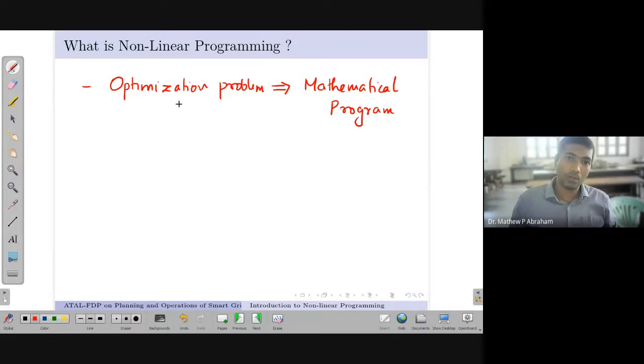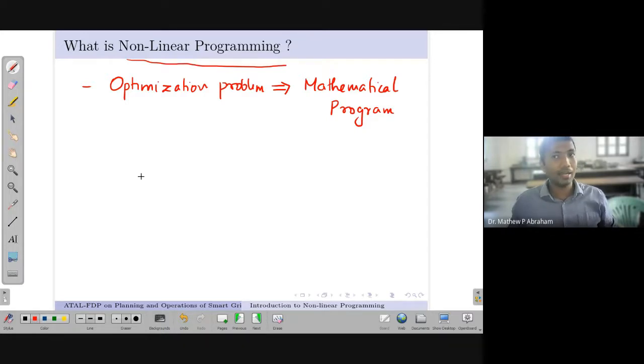So nonlinear programming is a class of mathematical program where you have nonlinear functions and so on. Don't get frightened by the name nonlinear programming. It is just an optimization problem. Now, where does this optimization problem come in smart grids? Maybe more than 60% or 75% of the problems in smart grid are optimization problems.